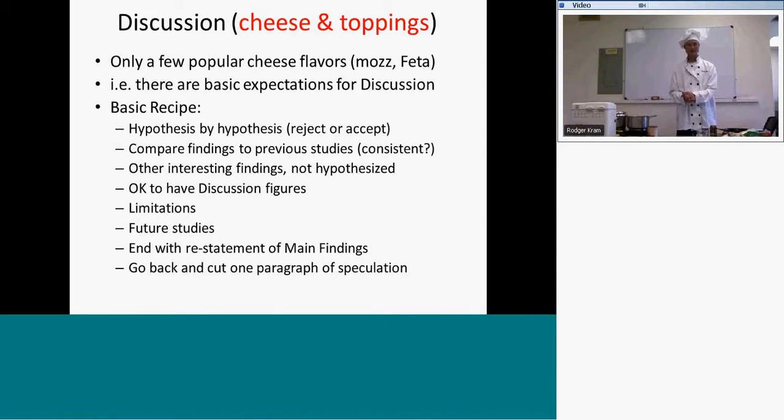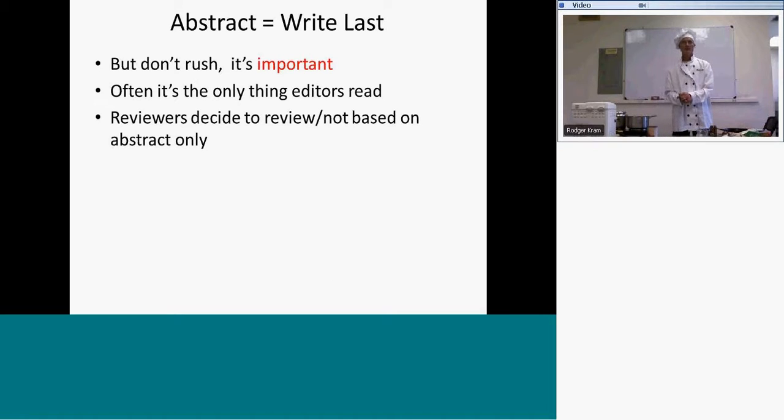Next, please. All right, now the abstract. Linearly, the abstract is the first thing in the paper, but I suggest that you write it last. But don't rush it, and don't do a crummy job, because it's really important. You can do all the work on the other sections of the paper, and if you write a poor abstract, sometimes the editor is going to read it aloud and say, send that to the Journal of Unimportant Results or something like that.